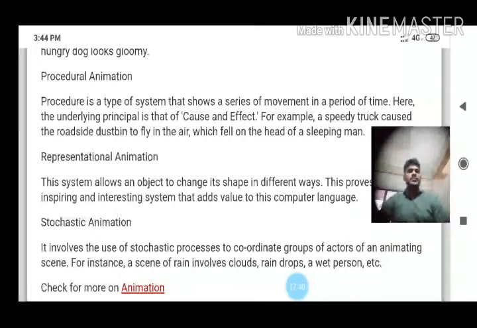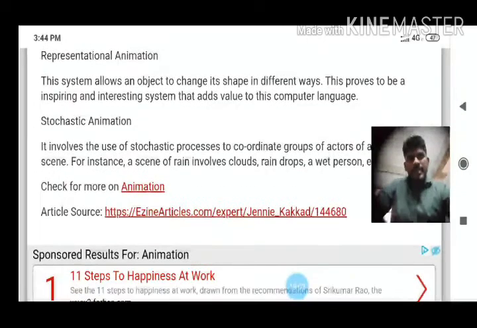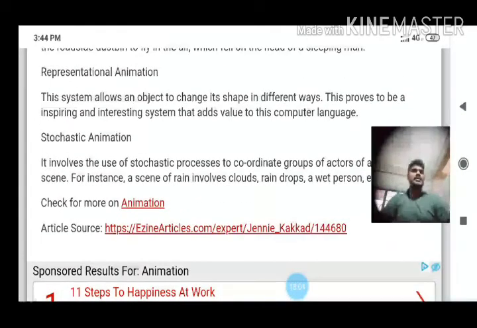The underlying principle is, what is behind this concept? The principle is cause and effect. So this type of animation is called procedural animation. The second one is representational animation. I hope that you understand it.